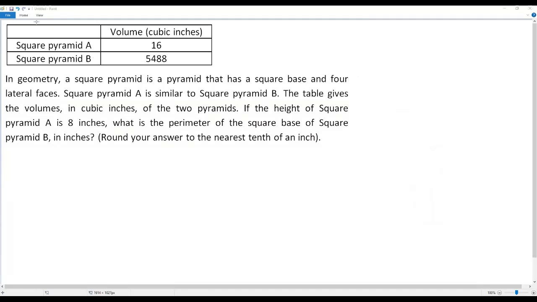Here I have a SAT math problem. Okay, let's go to the question. In geometry, a square pyramid is a pyramid that has a square base and four lateral faces.